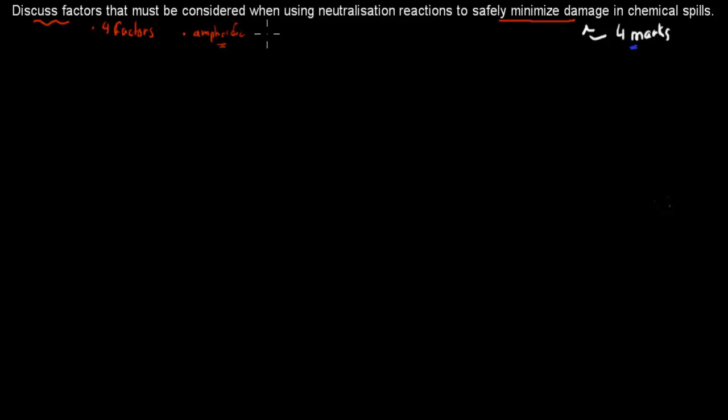I also talked about if you don't use an amphoteric species, you should use a weak acid and a dilute acid, because that means you're going to have less heat being produced, and that means there's less risk of injury. And then what I also talked about is using copious amounts of water, or using large amounts of water to make sure that we can even dilute it a bit more. So that means we have less problems when it comes to heat generation. So large amounts of water being used.